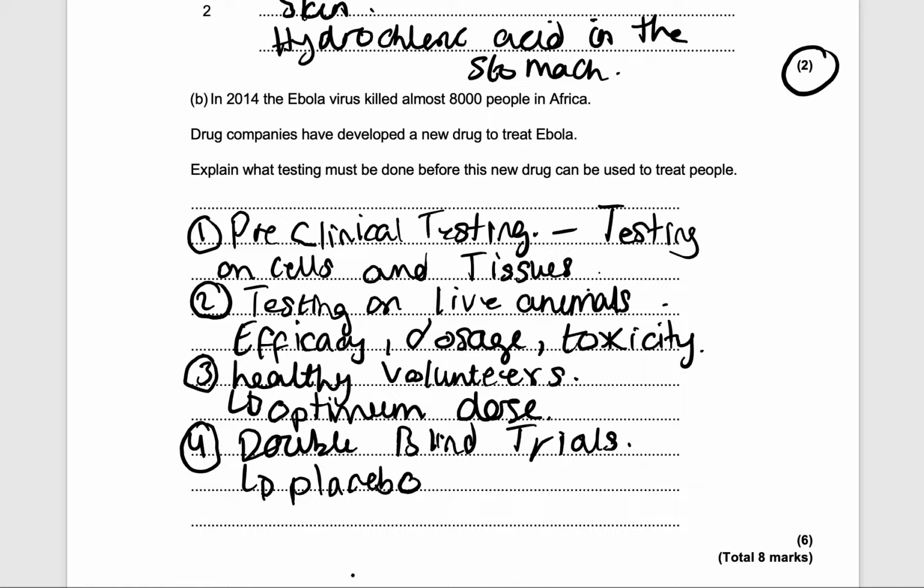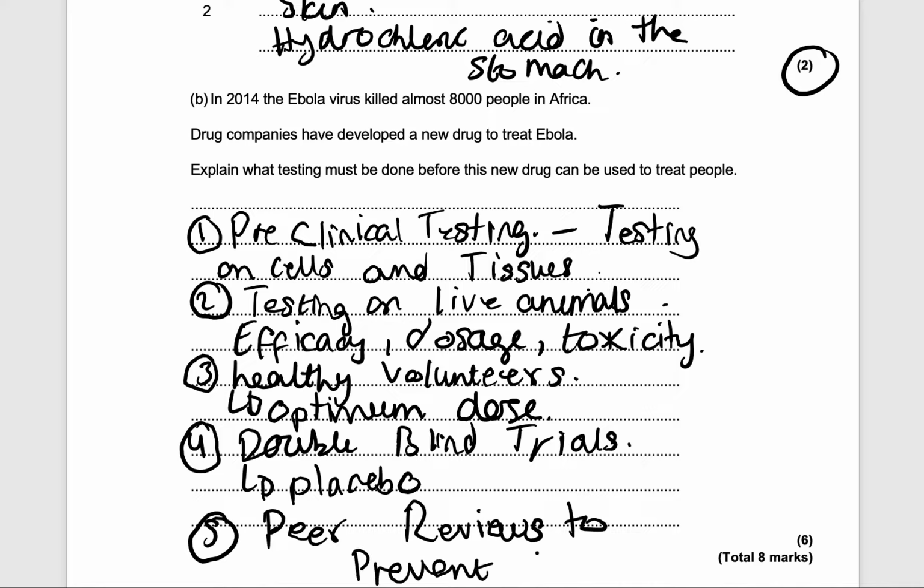So this, remember, is the same looking drug as the real one, but doesn't do anything on the body. And remember, it's double blind, so no one knows, not even the doctor or the patient, until the tests have been carried out and the results have come. So no one knows who's had the real drug. Okay, so those are the double blind trials with a placebo, and then you've got the peer reviews to prevent bias. Okay, and that will get you 6 marks for that.